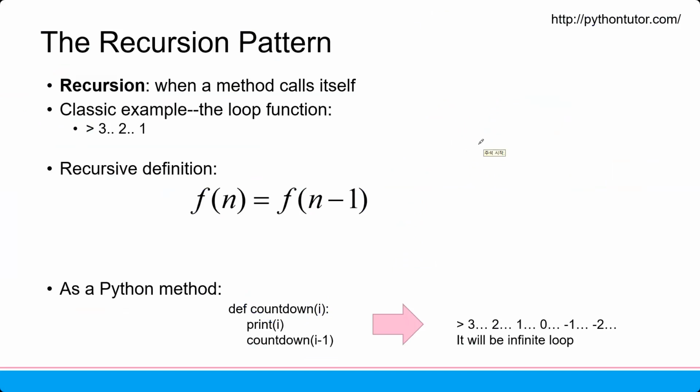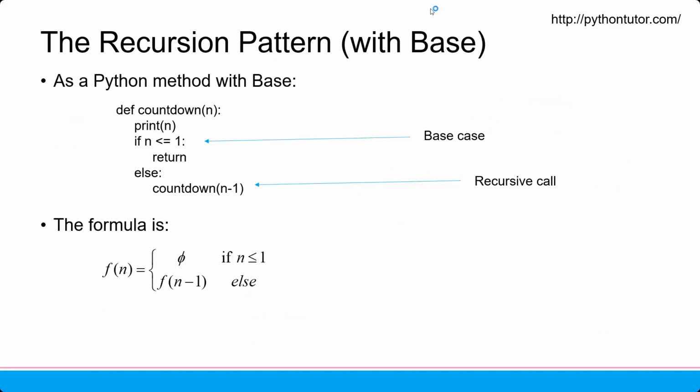It will go down from 3 to 1, 0, minus 1, minus 2, and so on. So this will be an infinite loop. Okay? I think you understand the infinite loop. Therefore, we need to have a Python method with a base. We call it the base, because when we have the base, we can stop the recursion.